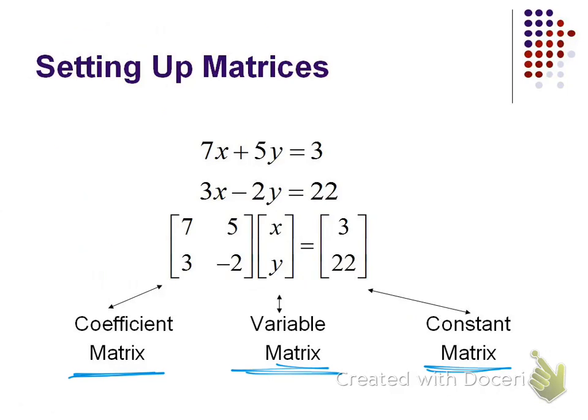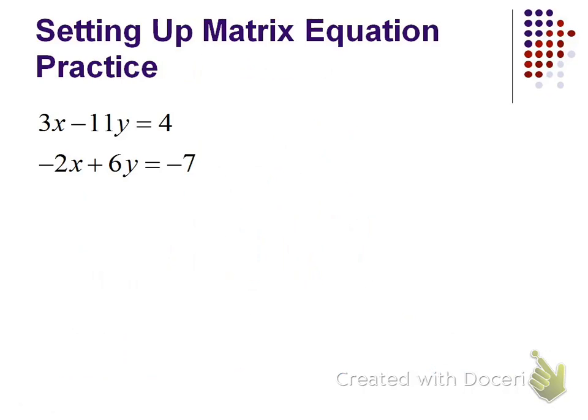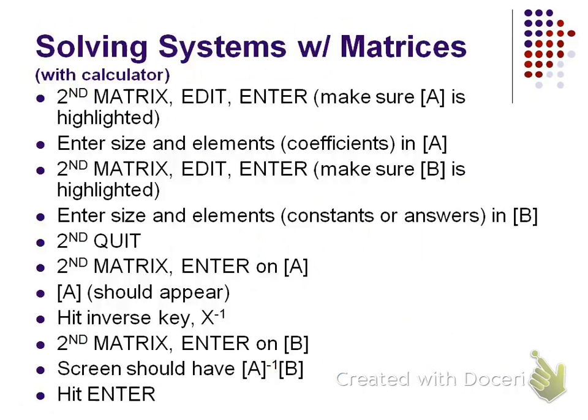We have a coefficient matrix, which is made up of all the coefficients. We have a variable matrix, which is made up of the variables. And we have a constant matrix, which is made up of the constants. So here is the x's and here's the y's. We have to make sure they're always lined up. Okay, x's lined up, y's lined up, constants lined up. They have to be lined up every single time. So then we started writing matrix equations.